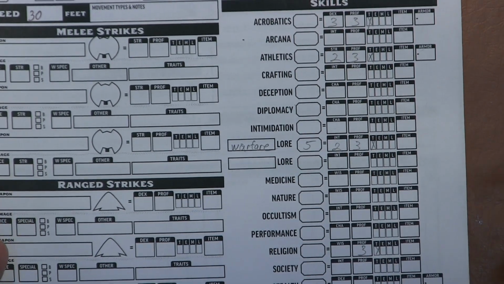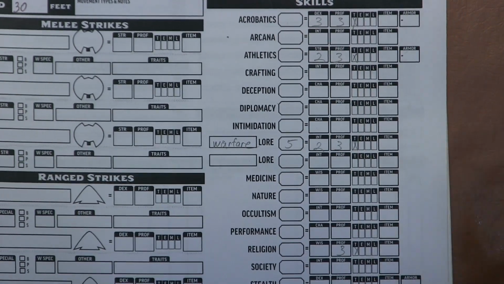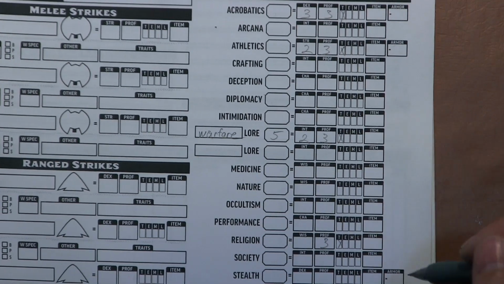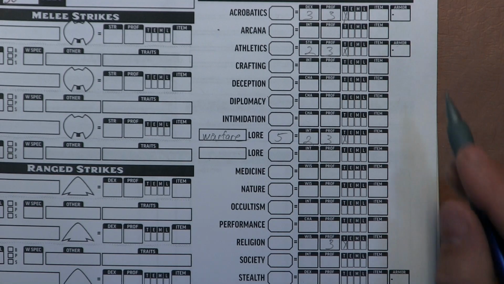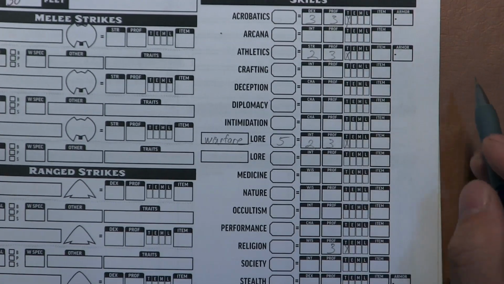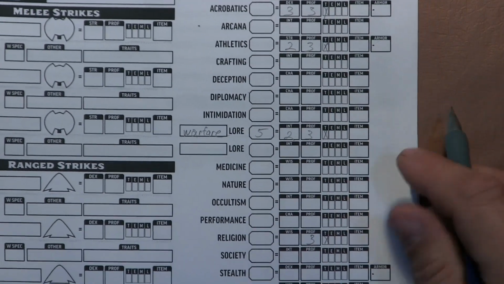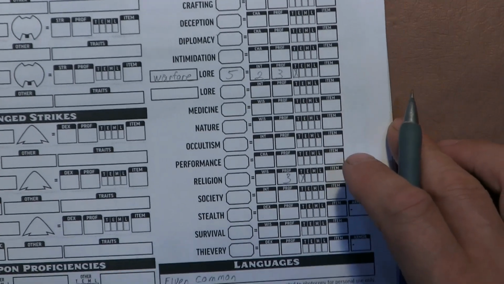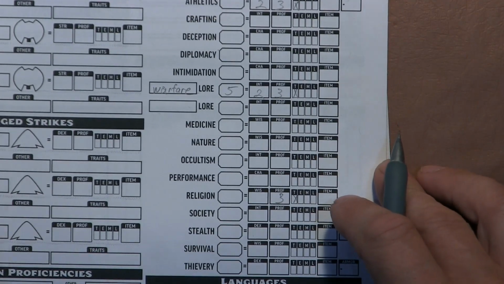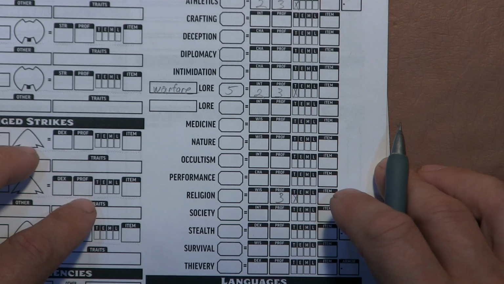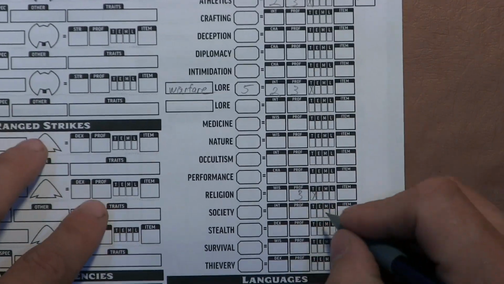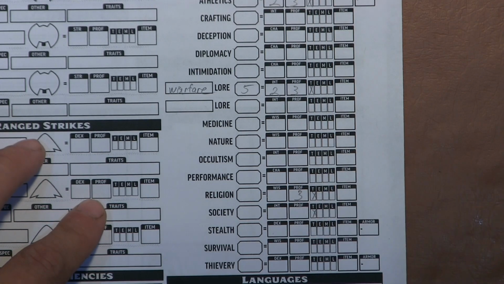And then, at this point, I get 2 skills plus 2 for my intelligence modifier. This character is going to use the skills of Society. That'll be 1.